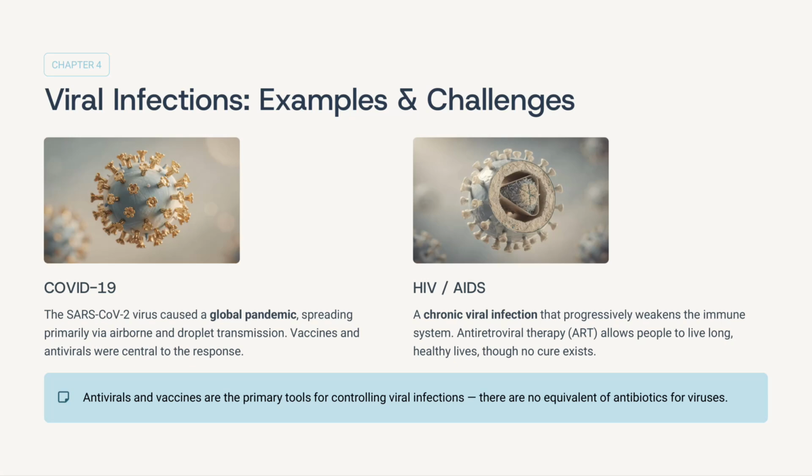COVID-19 spread rapidly through airborne and droplet transmission and required vaccines and antivirals for control, while HIV is a chronic infection managed with antiretroviral therapy. The takeaway is that antivirals and vaccines are central to viral control, unlike antibiotics for bacteria.